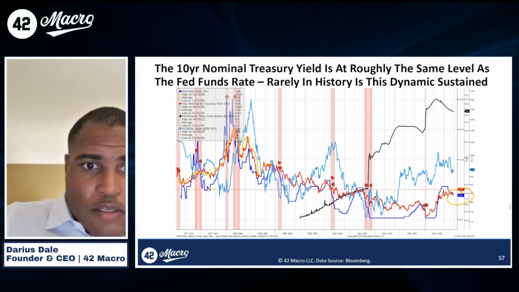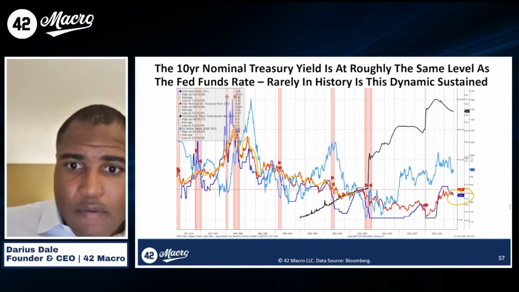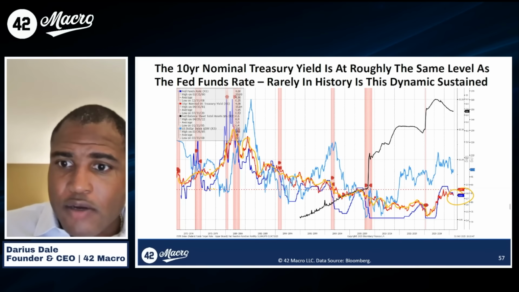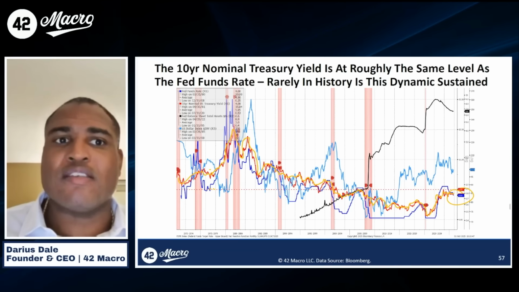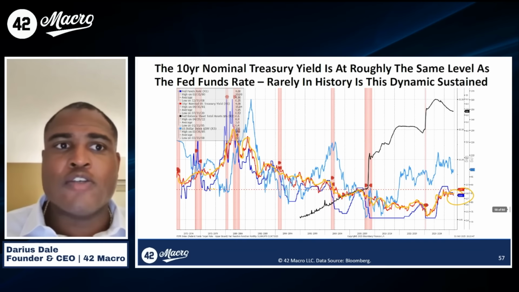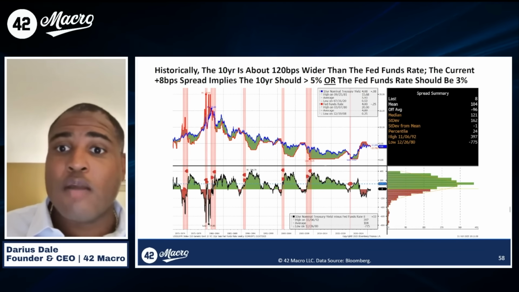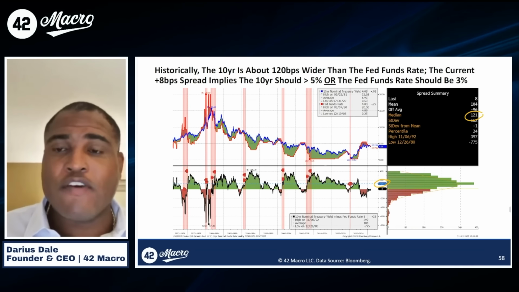You see how the yellow line that I'm drawing is rarely at the same level as the blue line? Very rarely is the 10-year nominal Treasury yield at the same level as the Fed funds rate. So what does this mean? Historically, the 10-year is, on a median basis, roughly 120 basis points wider than the Fed funds rate.